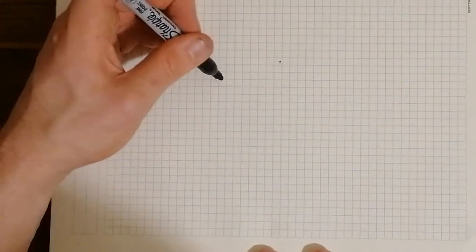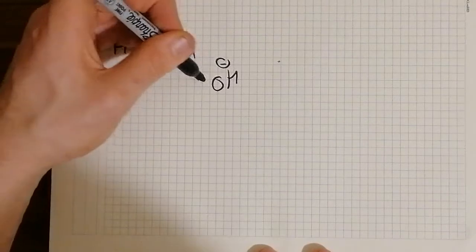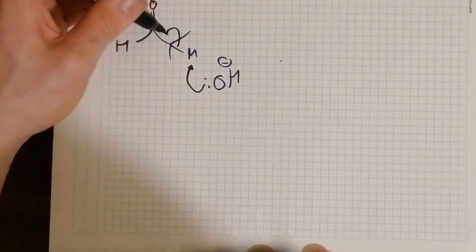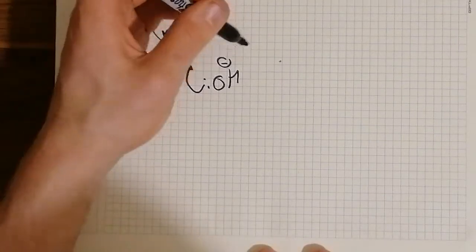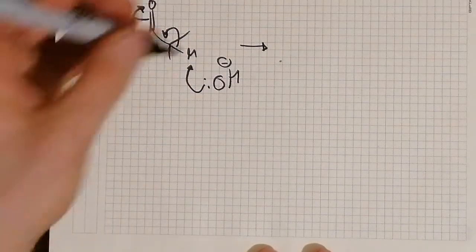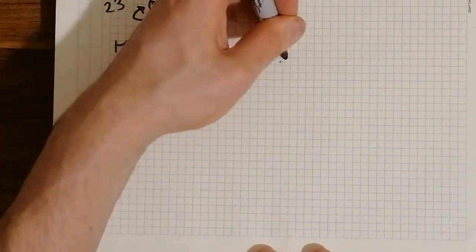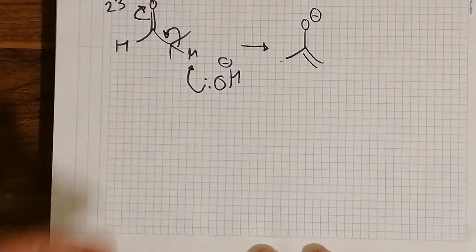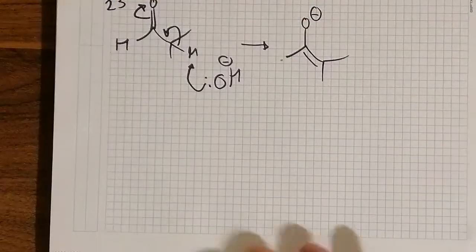So if we consider a base, that's going to come here. That's going to come here. It's going to come here. And then we're going to have the enolate ion. Double bond here. O minus.